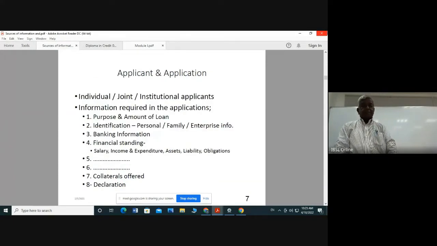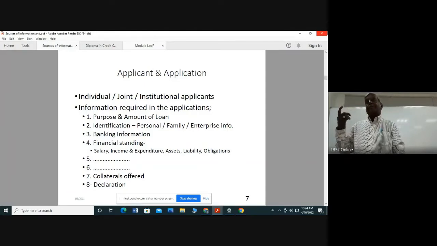Applicant and application. What information can you collect from the applicant and application? The applicant may be individual, joint, or institutional. For these applicants there are different applications, and depending on the customer, different information will be called for. So what information can you find out from the applicant or application? Purpose and amount of loan: for what purpose is the loan facility, and what is the amount? And then identification, personal or family, and enterprise information.